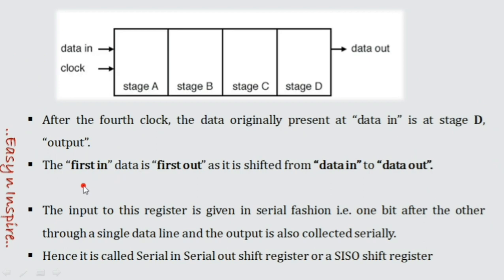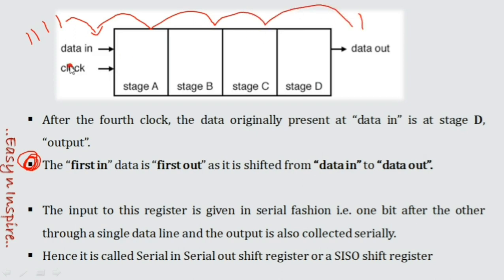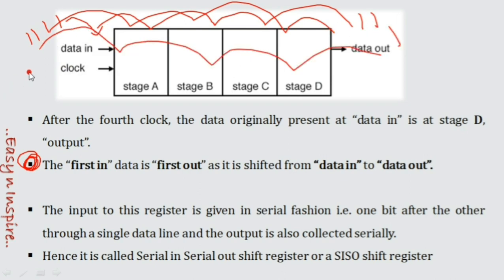Observe this point here: first in, first out. This is the main process here. See, 1, 1, 1, 1. The first input is propagated like this, like this, like this, and it is the first output. Similarly the second input, similarly the third one, and then the fourth one. So first in, first out. This is what we observe in SISO.